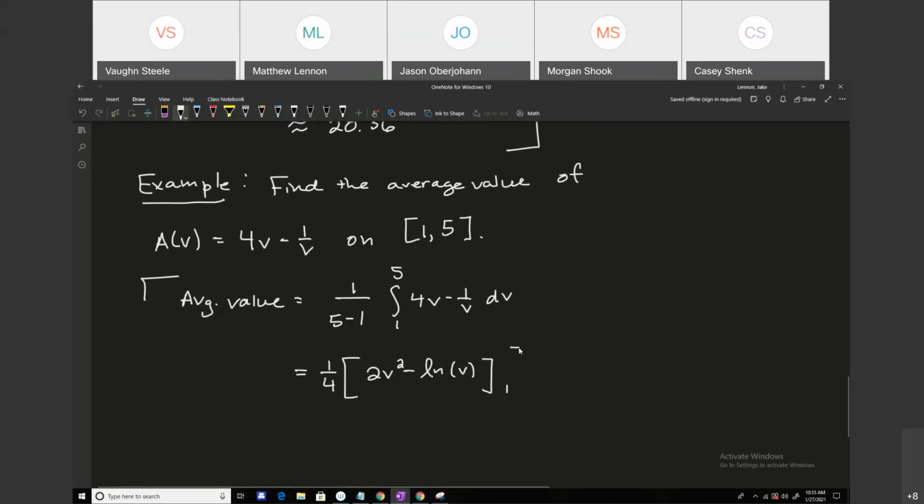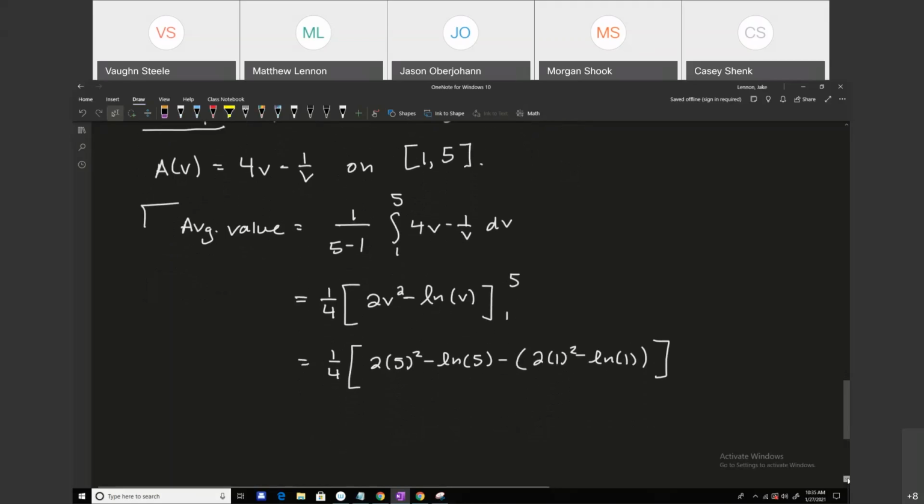from 1 to 5. Then again, you need to make sure you plug in things right. I mean, we can plug it in by hand. So we would have 1/4, and then we would have 2 times 5 squared minus the natural log of 5. And then we would subtract, and then we'd have to plug in 1. So that would be 2 times 1 squared minus the natural log of 1. But the natural log of 1 is actually just 0. So that's not going to be key.